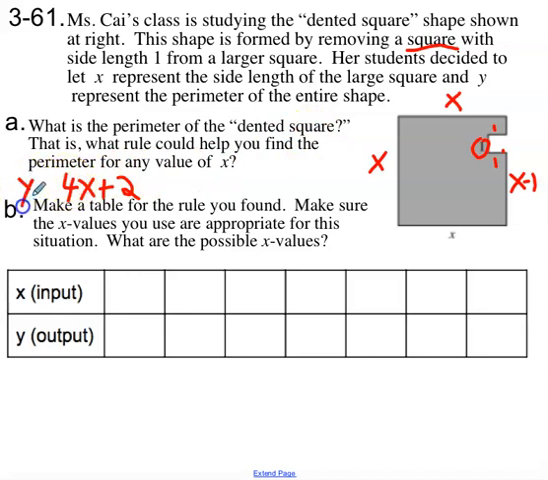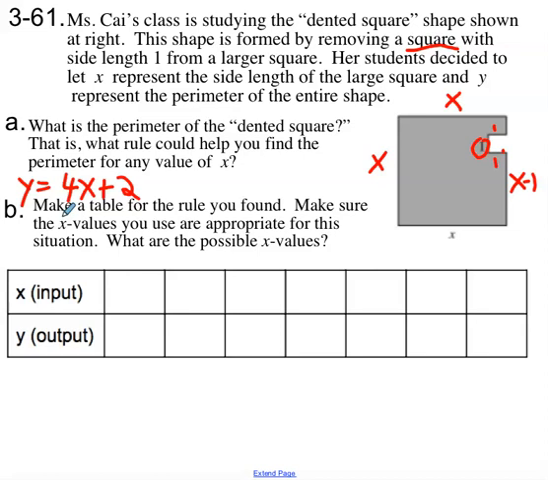So I'm just going to put that y equals in front of it. So that is the rule that I'm going to be looking for. So that's what it's looking for in A. Now it says make a table for the rule you found. Make sure the x values you are going to use are appropriate for this situation.